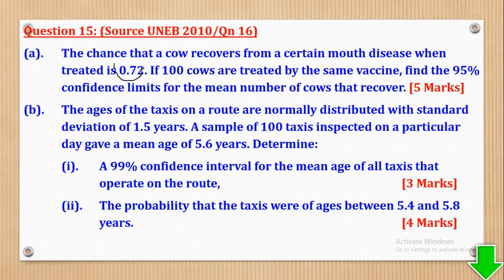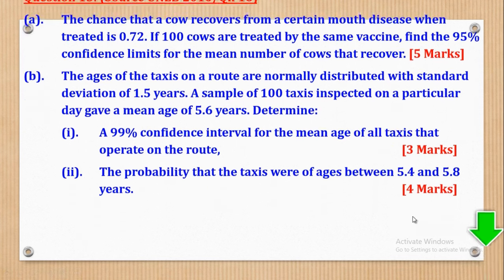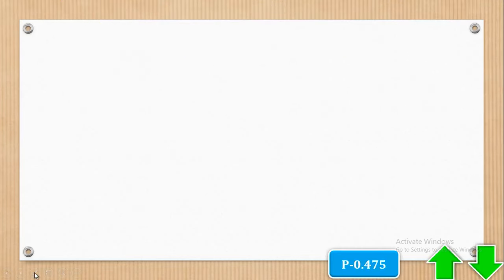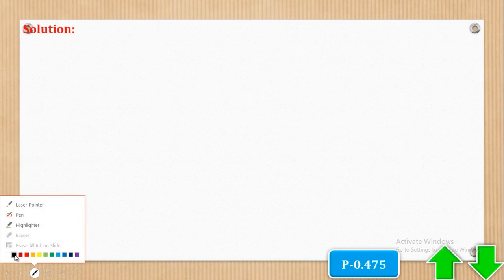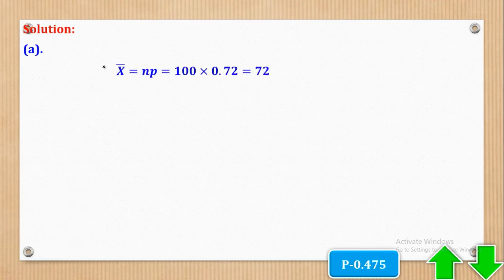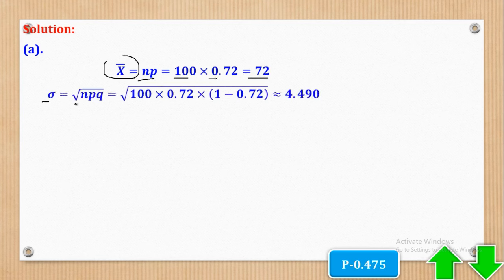Here we are given P and we are given N. So we have to first convert into normal by getting mean and standard deviation, but our aim is to get the mean of that population or the sample. So the sample mean is equal to NP, which is equal to 100 times P, which will be 72. Then the standard deviation will be the square root of NPQ, which will be given by that.